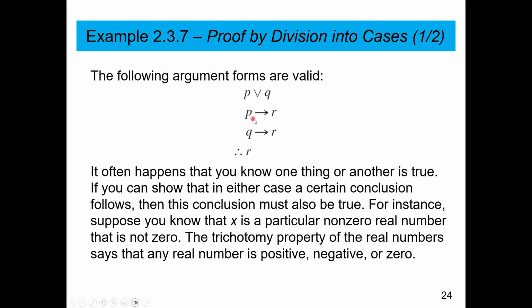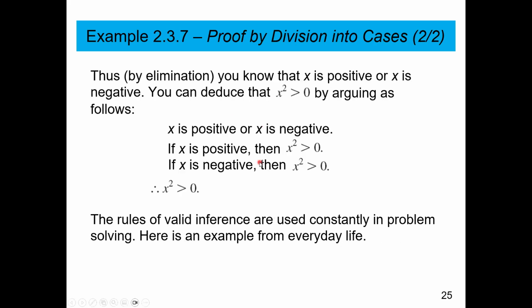Boom, we're done. If P is not true, well, then Q is true. Come the second line, boom, we're done. So as long as these are all true, then automatically we have to get R.